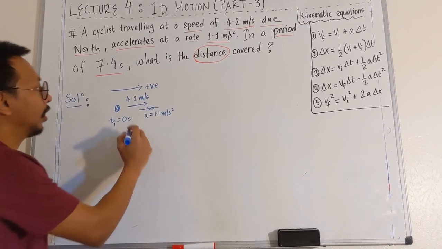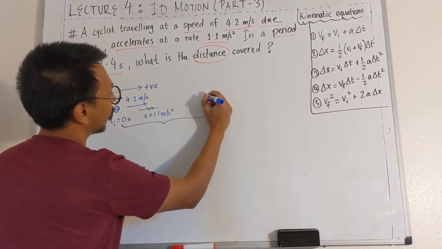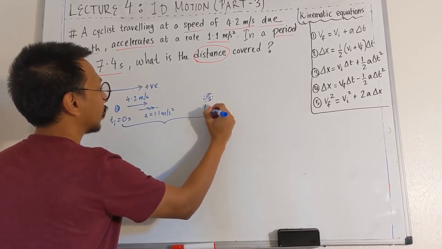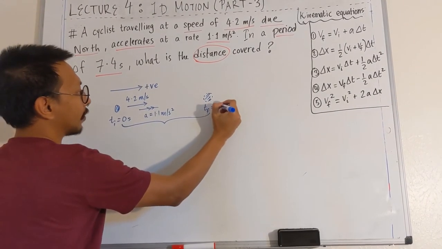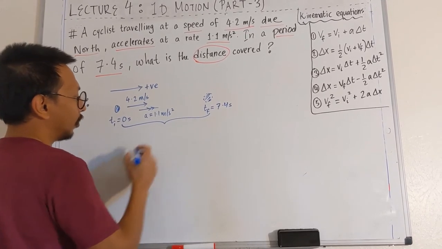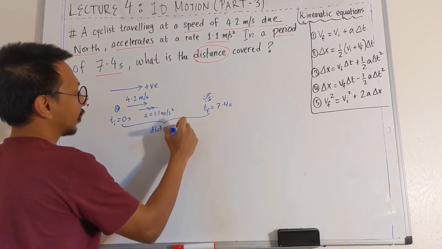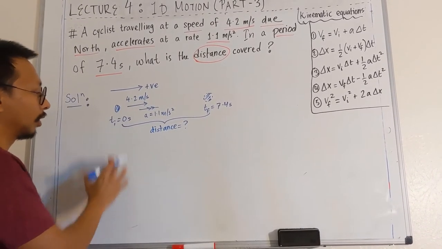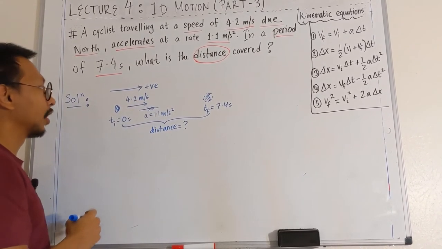Okay, now if he does that and continues this sort of motion for 7.4 seconds, so TF would be 7.4. What is the total distance covered in this time? Okay, then note down all of the variables in a nice manner.